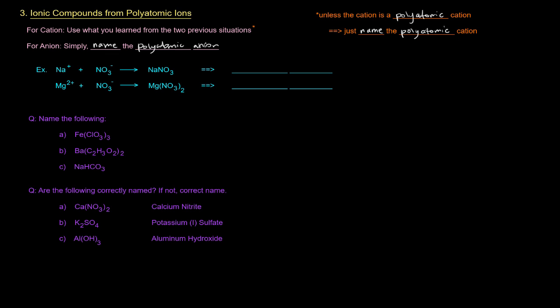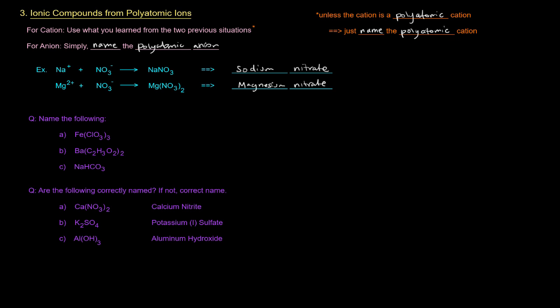So what is the name of NaNO3? NaNO3 is named sodium. We're using what we learned from the first section. And for the anion, we're just going to name the polyatomic anion, which is nitrate. So that is sodium nitrate. Okay. What if we have magnesium, with the +2, and we have NO3 minus? So now it's just magnesium, and then we just name the anion nitrate.